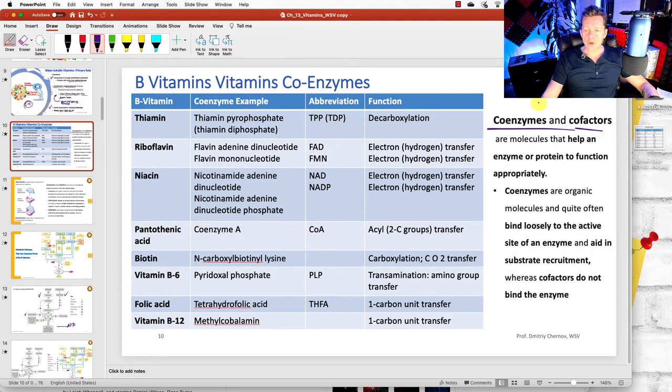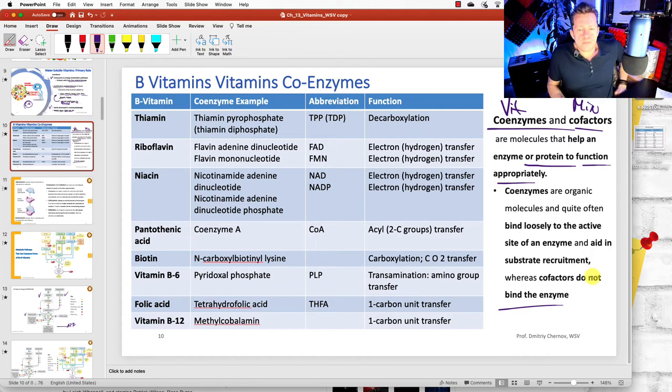So, coenzymes and cofactors. We established these are the vitamins, these are the minerals, molecules that help an enzyme or protein to function appropriately. Coenzymes are organic molecules and quite often bind loosely to the active site of an enzyme and aid in substrate recruitment, whereas cofactors do not bind the enzyme. They work in the vicinity of an enzyme and help to transport energy. For our class, this is more than enough.